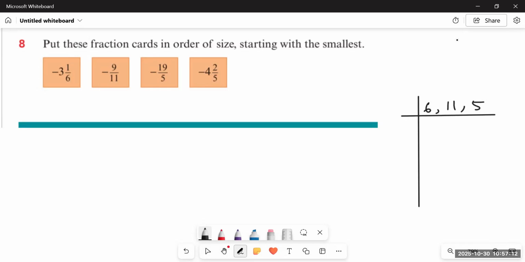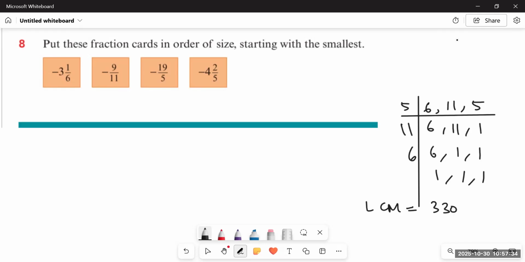So let's find out their LCM. 6 5s are 30. 5 1s are 5. 11 ones are 11, and then we are left with 6. So their LCM would be their product actually. That is 6 5s are 30, and 30 into 11 is equal to 330.